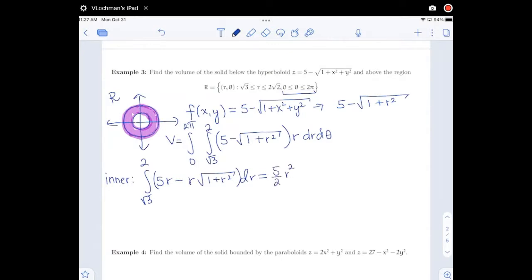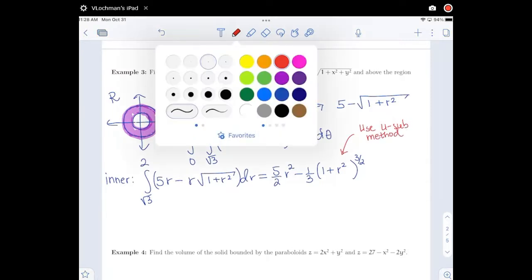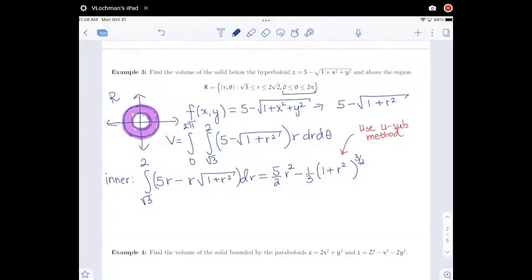So 5 over 2 r squared, that's the antiderivative for the first one. Here you will get negative 1/3 times (1 plus r squared) to the power 3 over 2. I'll make a note here that you can use u sub here. And if that's something you need to review, go ahead, or if you need help reviewing it, let me know.